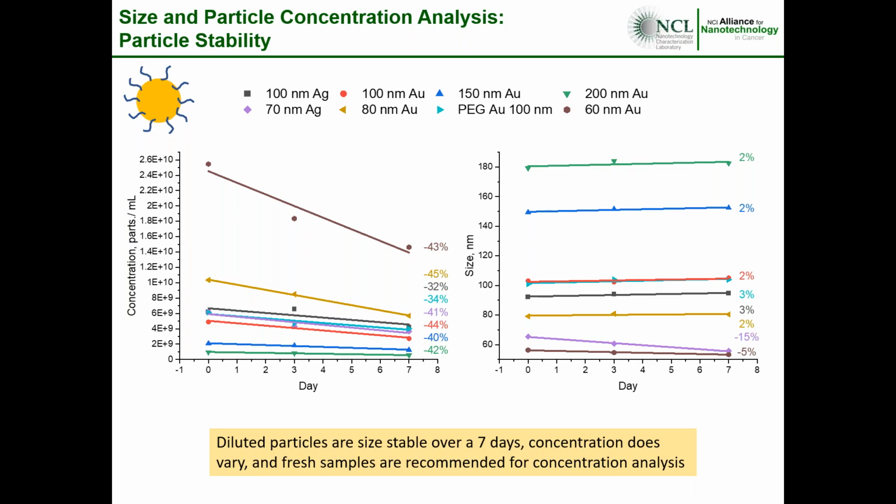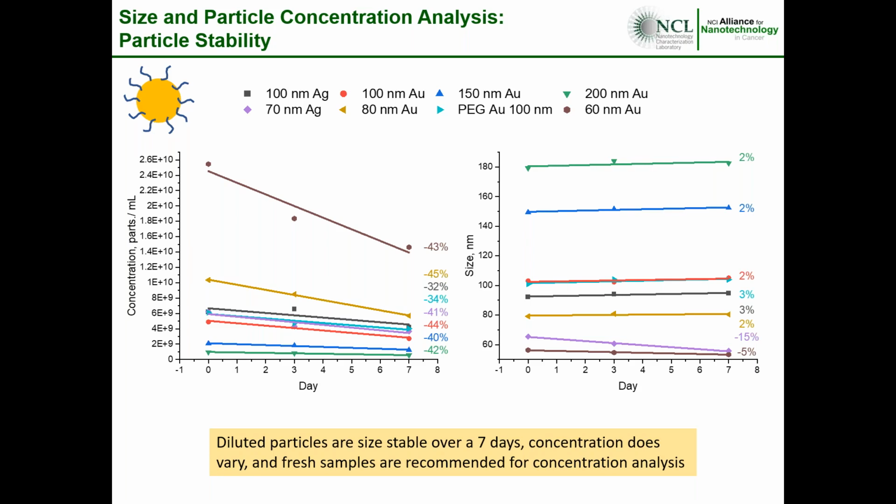And so the graph on the left is just concentration stability over time. What we did was we made up these solutions, measured them on day 0, took the same solution, measured it on day 3, and then 7 days later. Over the course of 7 days, we actually see a consistent drop in the concentration, about 40% on average across all of these nanoparticles. But the 100 nanometer gold and the pegylated gold 100 nanometer silver and the pegylated gold nanoparticle actually seem to be a little bit more stable than the other ones. They only decrease about 30% over 7 days.